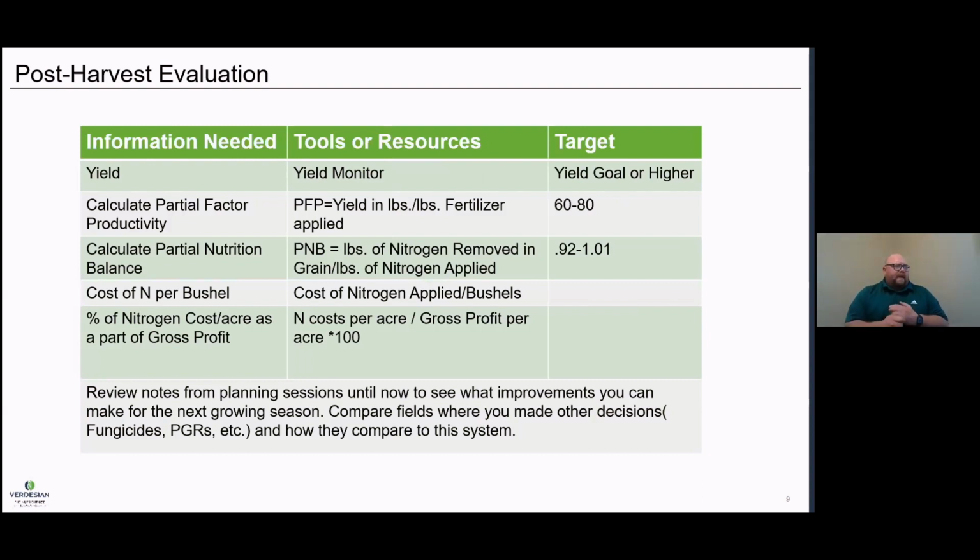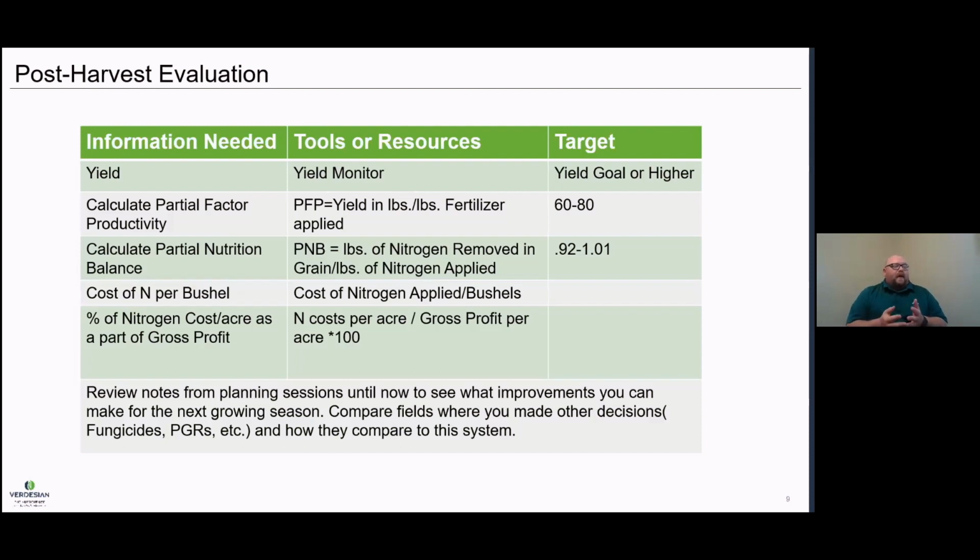So we want to look at things like yield, of course, right? Like that's the number, and use your yield monitor. And our target is you need to be near your yield goal or higher, right? We don't want to fall way short of our yield goals, especially when we're talking about nitrogen management. Then we can get in some deeper metrics, and this is where understanding where that line between maximum yield and the start of your diminishing returns are.